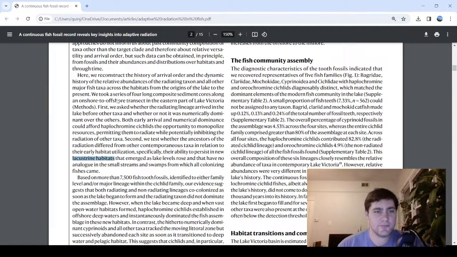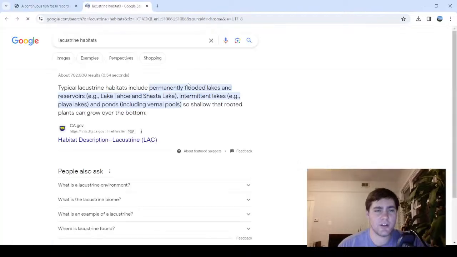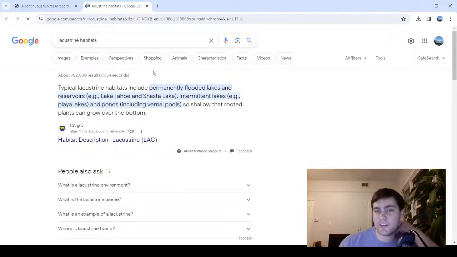Lacustrine is a word I don't know. Oh, permanently flooded lakes and reservoirs. And they have Lake Tahoe as an example. Cool.